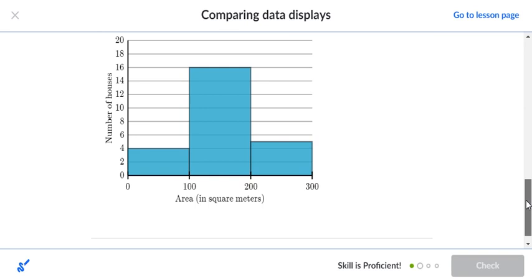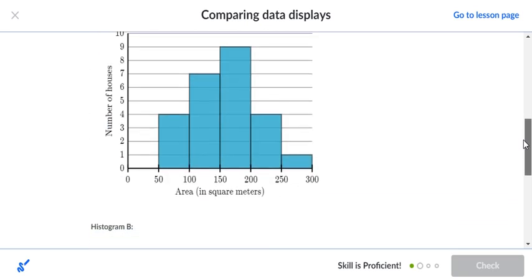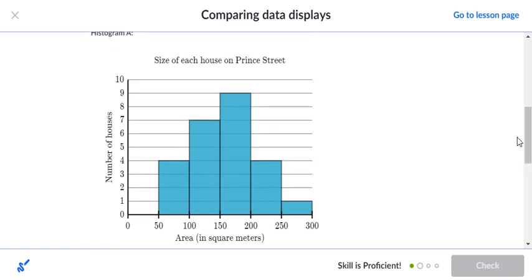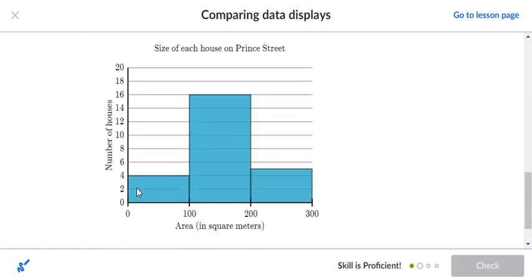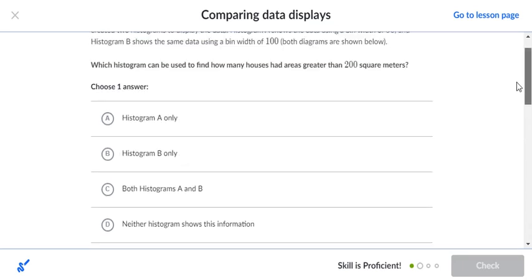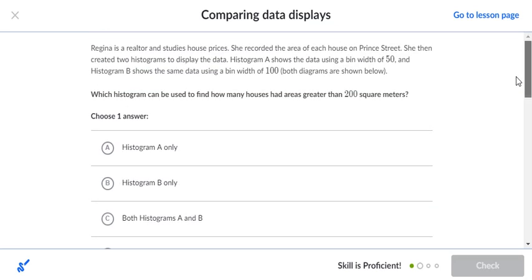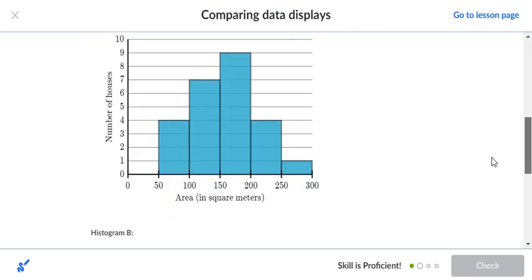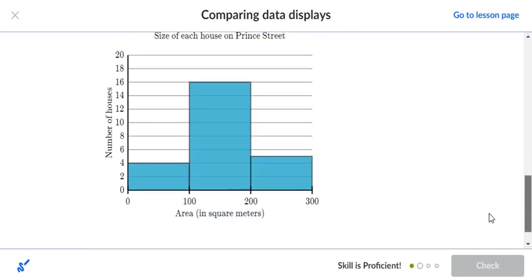So we want to find greater areas than 200. We can use the top one, which is broken down into 50s. We can also use the chart that's broken down into 100, so you're counting by 100 here. One counts by 50, one counts by 100. So which histogram could be used to find how many houses had greater areas than 200?